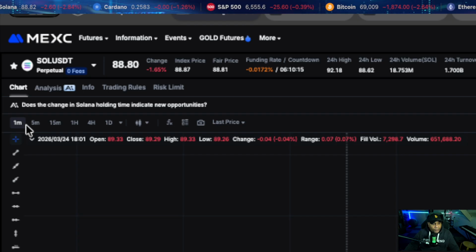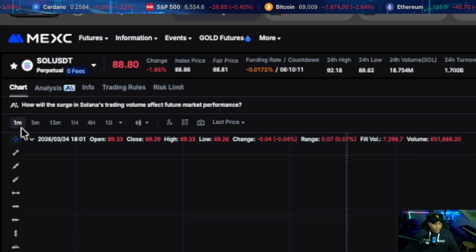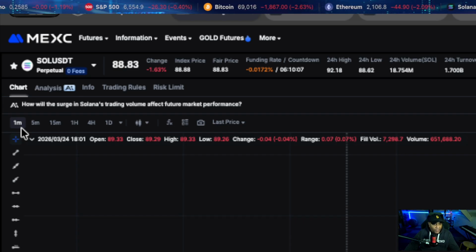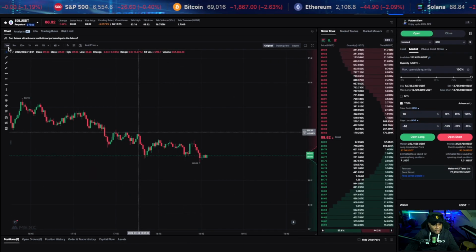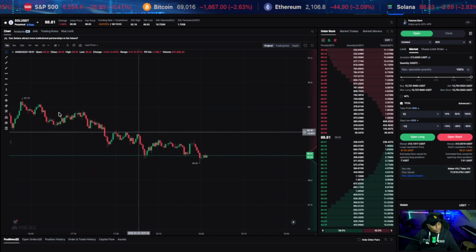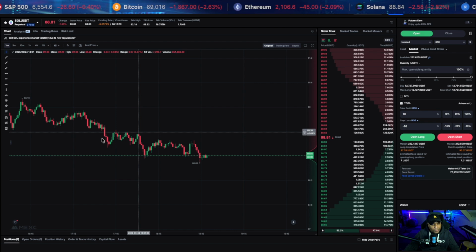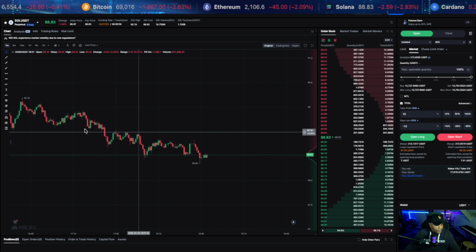If we look down here, you can see 1 minute, 5 minute, 15 minute and so on. Those are the time frames that you can set. My time frame is currently at 1 minute, and based on that time frame the candles are shown. So each candle on this chart is 1 minute.